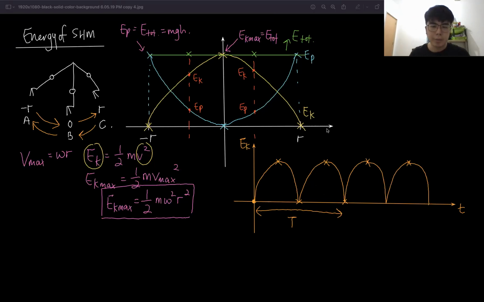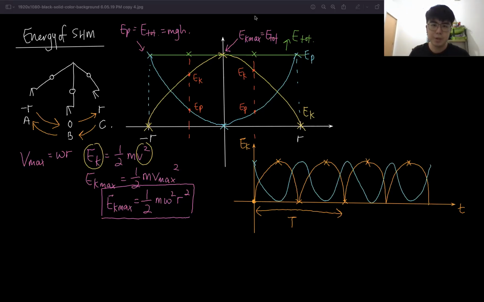All right, what about the potential energy? Potential energy is just the opposite of kinetic energy. If I draw it on the same axis, potential would be like this. When the kinetic energy is at its top, the potential energy becomes minimum, like this. It's the opposite of it.